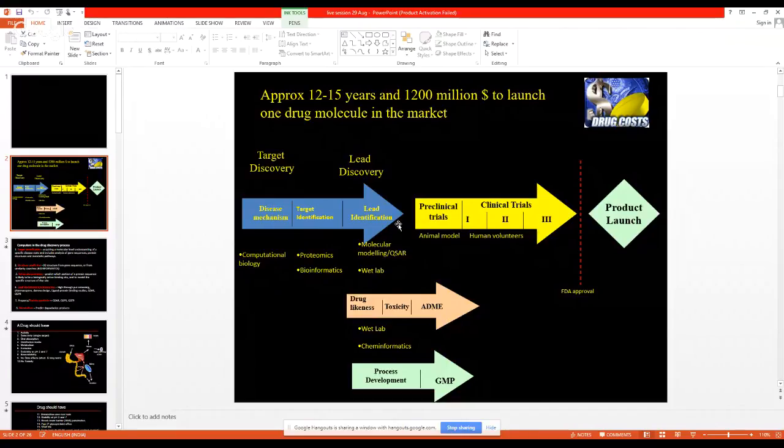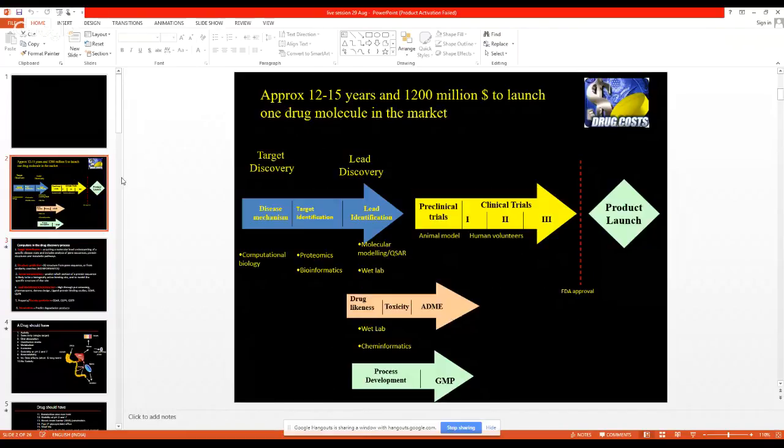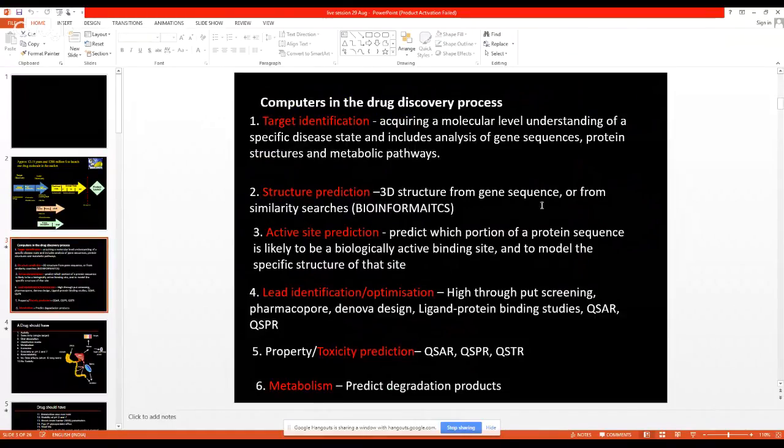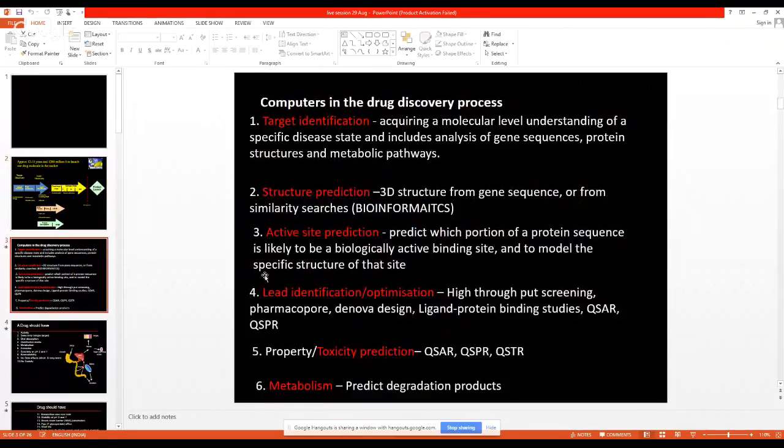So we can screen a large number of molecules, and if you are not happy with some of them on the computer screen, you can eliminate them. You don't go into a wet lab at all. Okay, so computers can be used for target identification. We can identify the targets using proteomics, bioinformatics tools. Then structure prediction, 3D structure. Then we can predict the active site of the target.